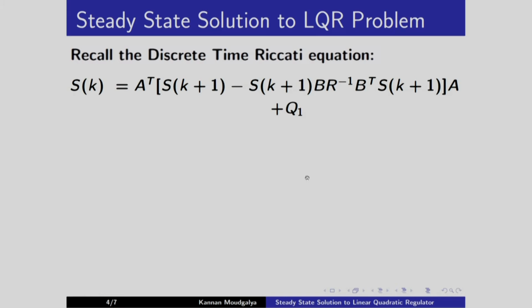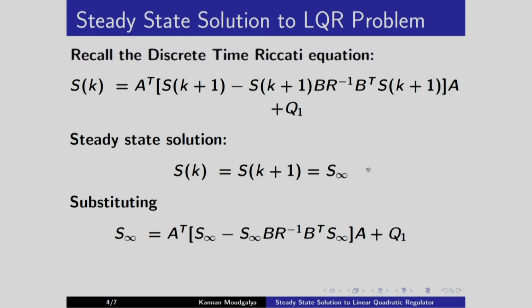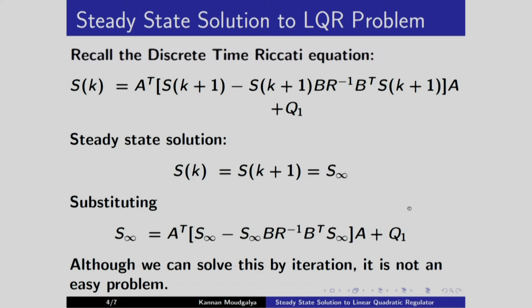Recall the discrete time Riccati equation. The steady state solution is given here. Because it is steady state, we have Sk equals Sk plus 1 equals S infinity, that is, for large enough values it is constant. As a matter of fact, it is constant throughout. So we will just replace all the time varying quantities here with S infinity, namely a constant value, and arrive at this expression. We can solve this by iteration, but it is not an easy problem.